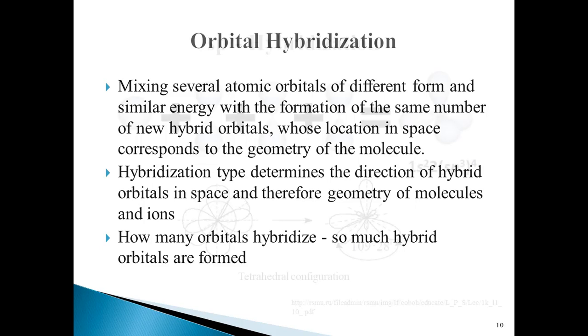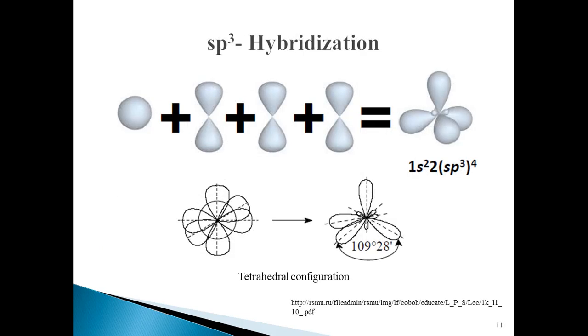sp3 hybridization results from the combination of the s orbital and all 3 p orbitals in the second energy level of carbon. It results in 4 hybrid orbitals and occurs when a carbon atom is bonded to 4 other atoms. The geometric arrangement of those 4 hybrid orbitals is called tetrahedral.